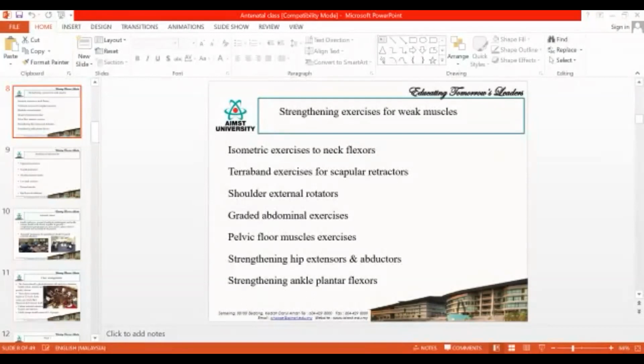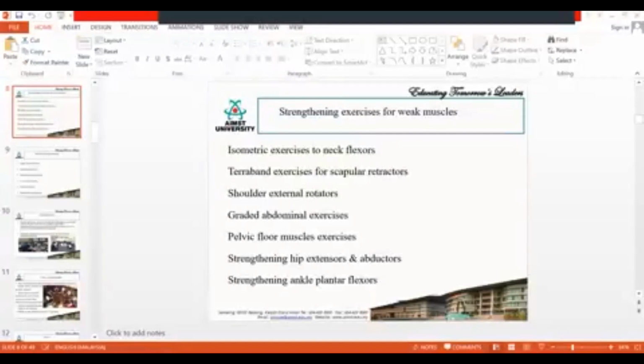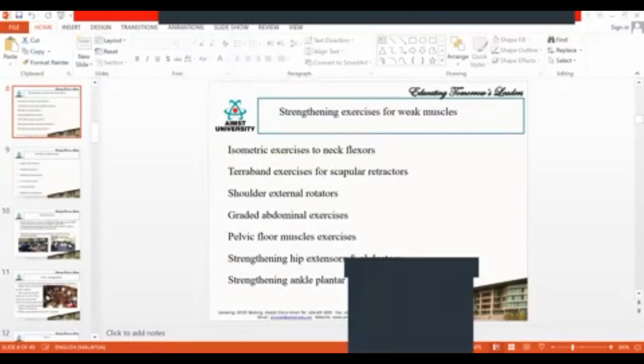The next is for pelvic floor muscles. For this, you have to teach them correctly. They should know what the pelvic floor muscle is. So what you can do is make the person sit on the chair, or just make the person sit on the edge of the chair. Then you can tell them the part that is touching the chair will be the pelvic floor muscle.